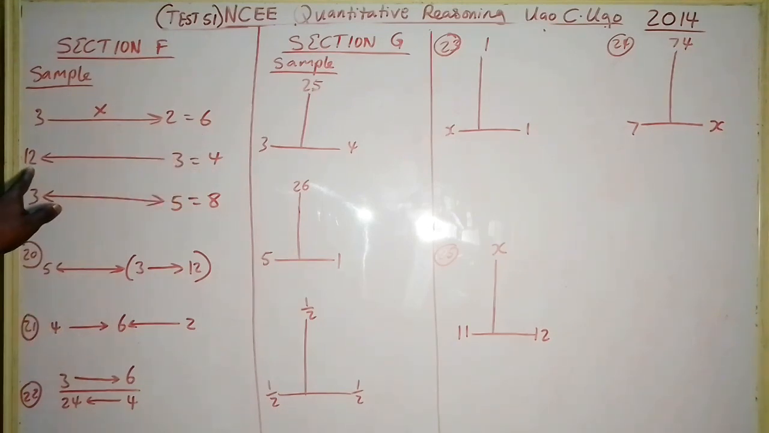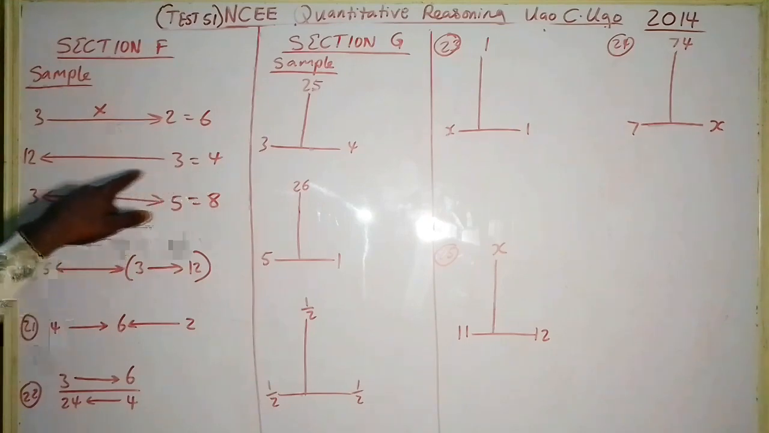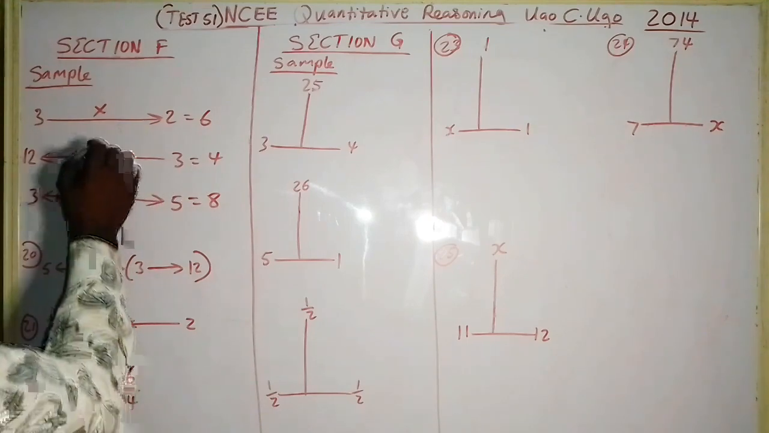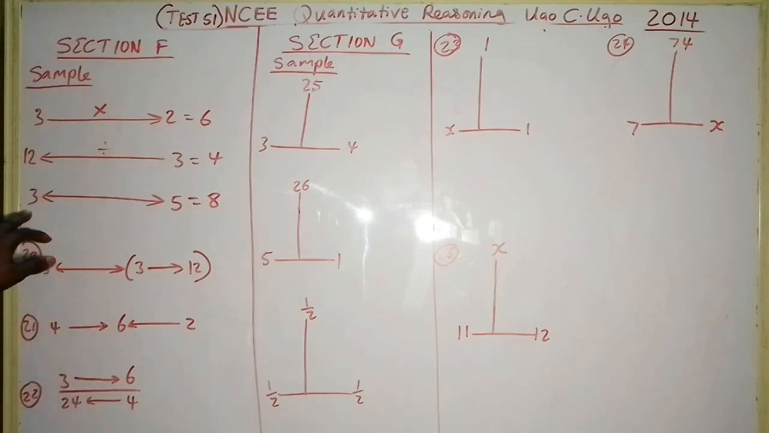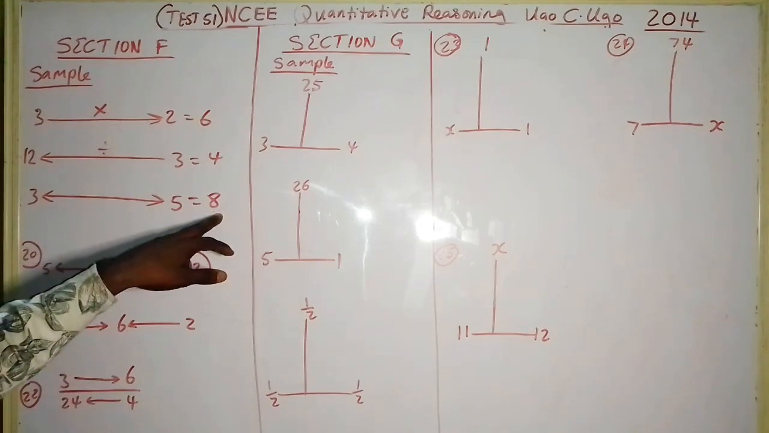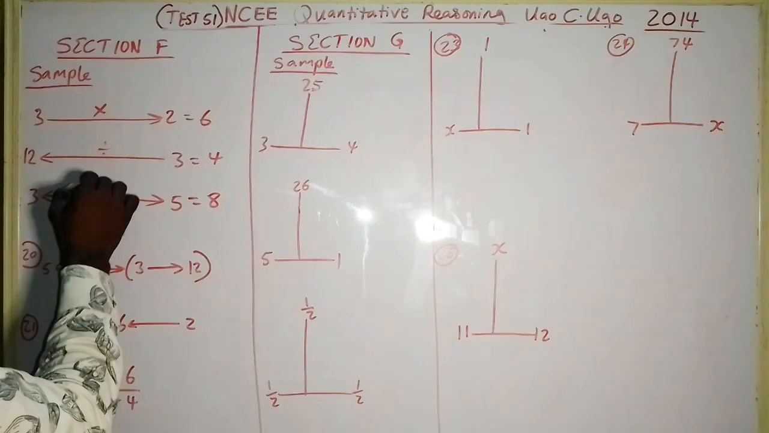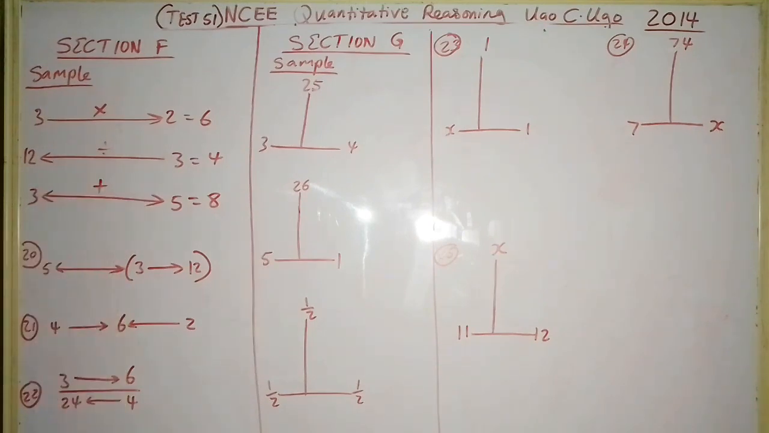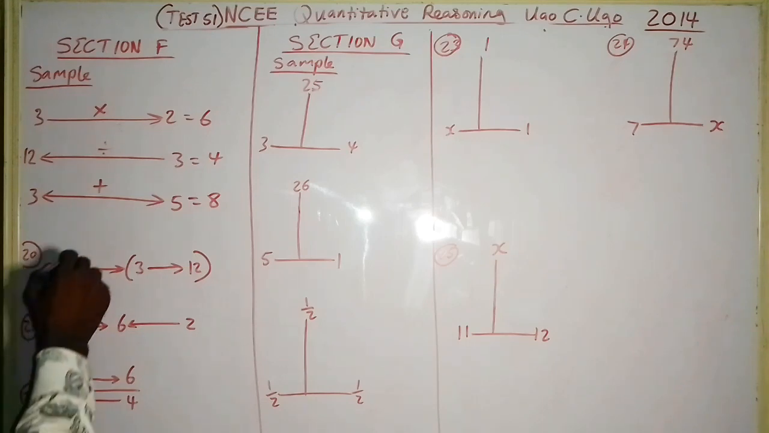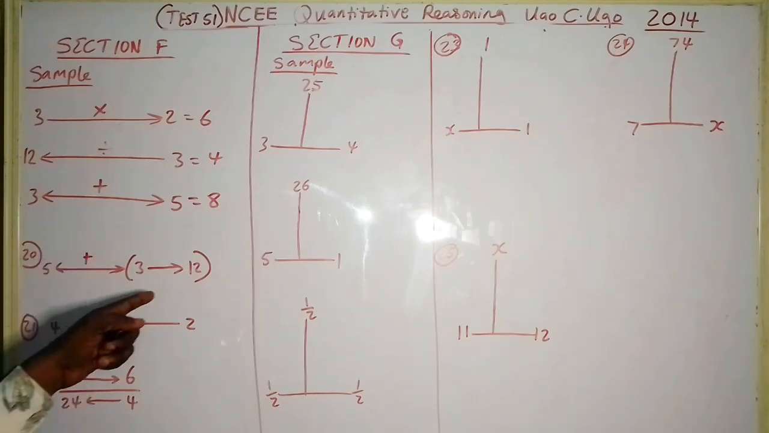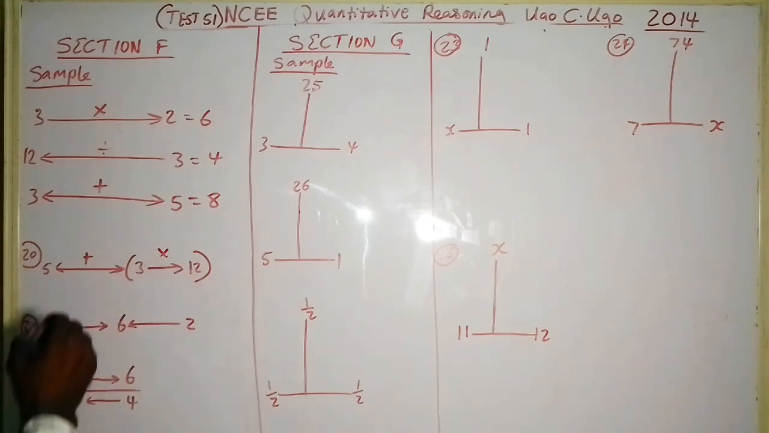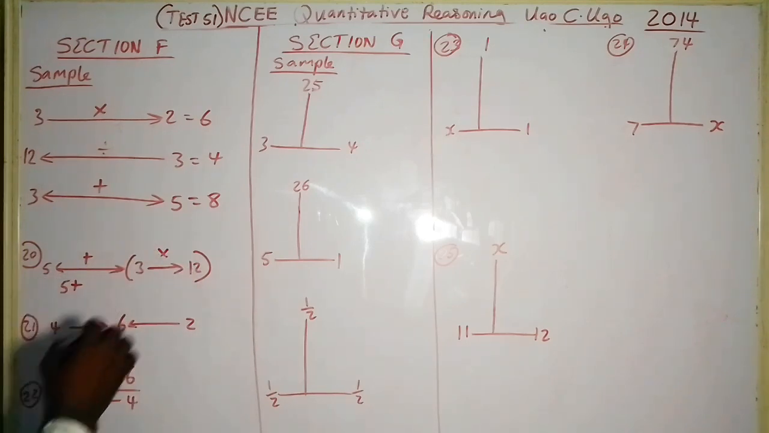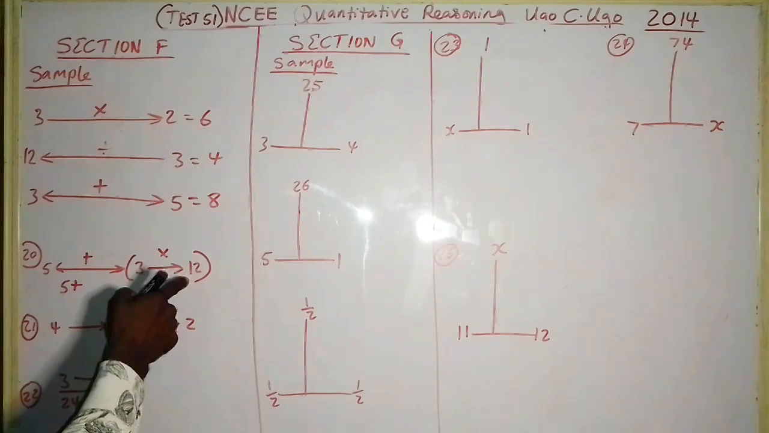And 12, 3 gives us 4. That shows that 12 divided by 3 will give us 4. This is division. The next one is 3, 5 gives us 8. That's telling you that this is addition. Now, in this case we have a double arrow, this will be addition. Then the arrow going to the right hand side is multiplication. So we're going to be having 5 plus 3 times 12.